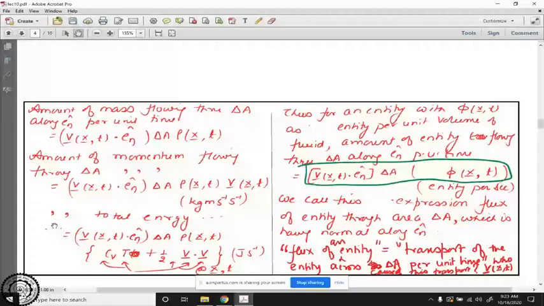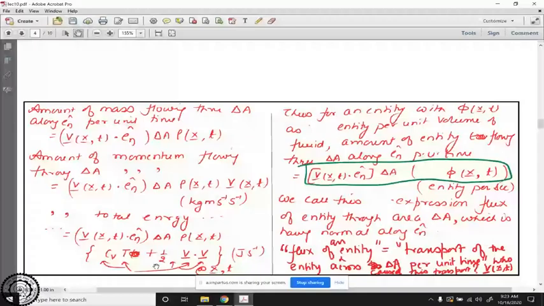I can ask a similar question: the amount of total energy flowing through delta A per unit time, and that would be, again, the first four factors remain the same, and then you multiply by CvT, which is internal energy, plus half V dot V. Again, I have not written X comma T here as arguments of T and V, but it is implied that it is xt.